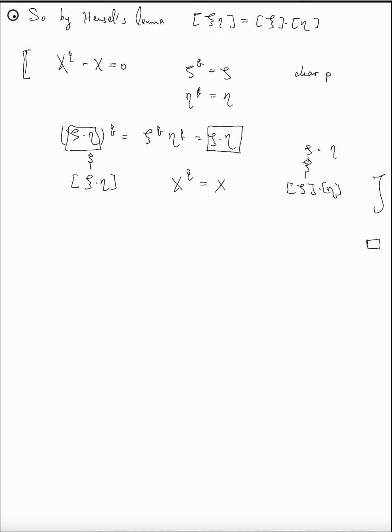So let's recall Hensel's lemma, the several versions. This is the lemma that is used here. And then I left you a question to think about, which is related with Witt rings.